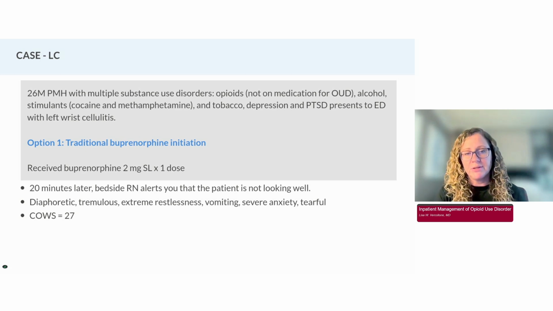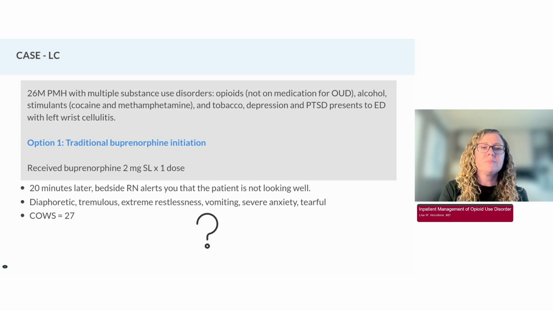And then 20 minutes later, the nurse tells you that the patient is not looking well. So you go in the room, the patient is diaphoretic, tremulous, very restless, vomiting, very anxious, tearful, and the COWS is 27. So what has happened in this situation?